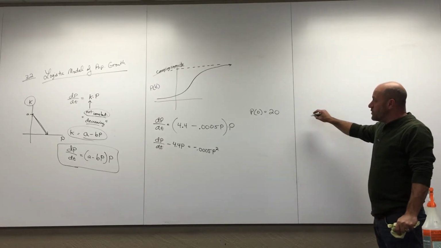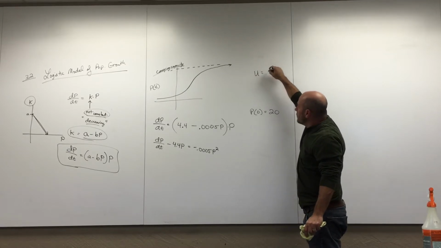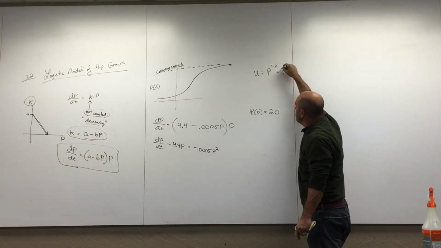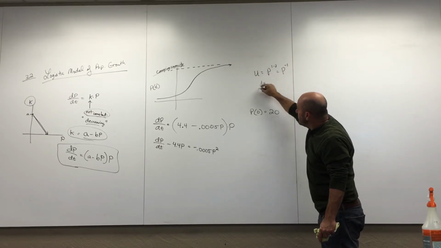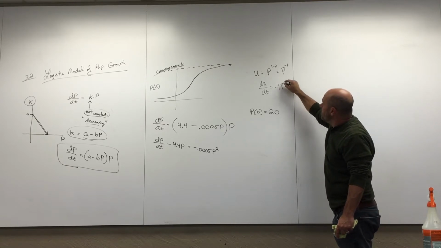You should let u equal p to the -1, because it's 1 minus n. It's 1 minus 2. You're right. p to the -1. So what's du dt? du dt is -1 p to the -2 dp dt.